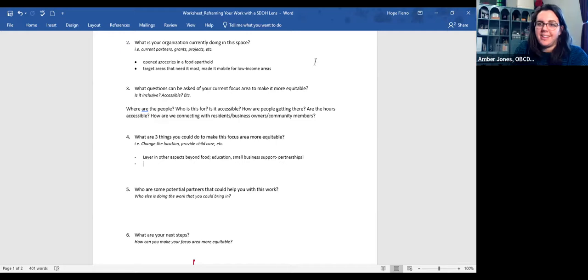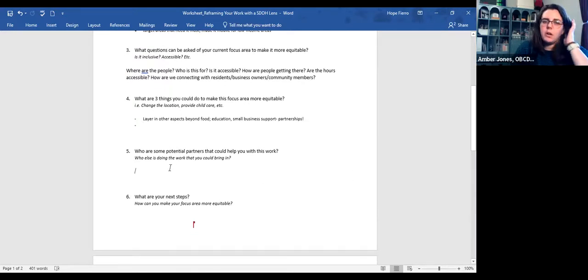And I heard you touch on the partnerships, which is question number 5. Who are some potential partners that you can work with in this work? So thinking about how we can utilize those partnerships. There are people doing similar work, and how can we leverage them together?